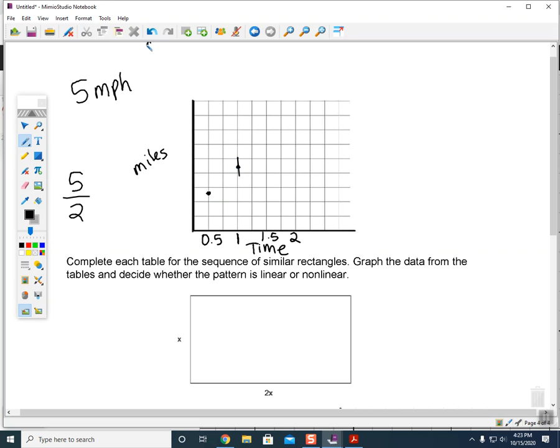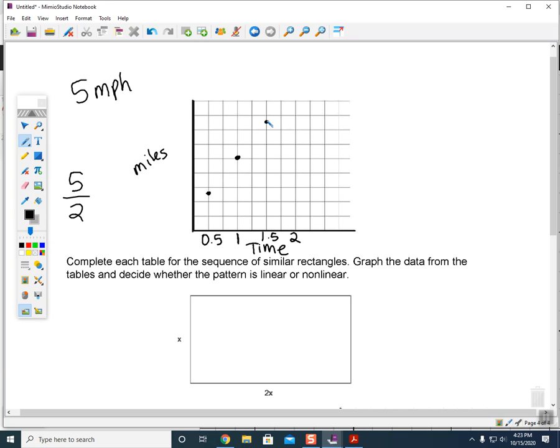Ooh, that was not at all what we wanted. Let's try this again. Okay. After an hour and a half, I've run 7.5 miles. 1, 2, 3, 4, 5, 6, 7.5. Okay. I'm not going to fit 10 because it's not on this space. But if I had been running 2 hours, it would be 10 miles.